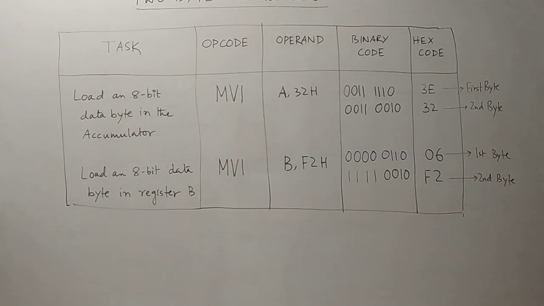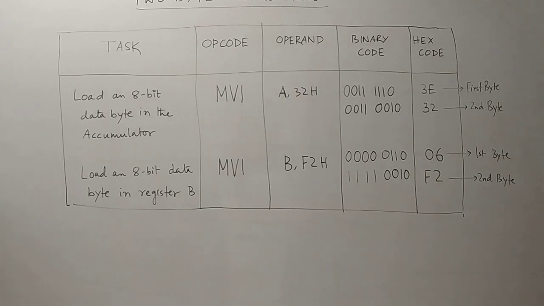So now we'll have 2 bytes, meaning there will be a first byte as well as a second byte. For the binary code, it is 0011 1110. The hex code is 3E. The second byte is 0011 0010, that is the hex code of 32.